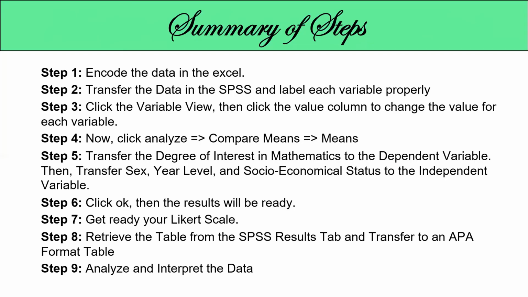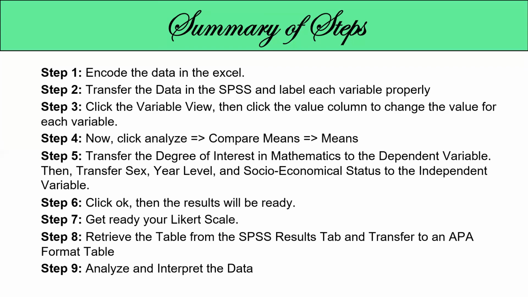Step five, you transfer the degree of interest in mathematics to the dependent variable, and then transfer your sex, your year level, and socioeconomic status to the independent variable. So always remember, step five depends on your context. Your dependent variable should be transferred, of course, to the dependent variable part. And of course, your categorical data, or specifically the independent variable, should be put in the independent variable column. And then you click OK for step 6, then the result will be ready.